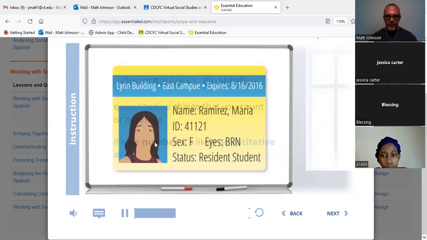So let's see what kind of quantitative data we have here. Well, there's the expiration date. That's a date, a number. What about my identification number here? Yep, that's quantitative data too. I'll circle both in orange.